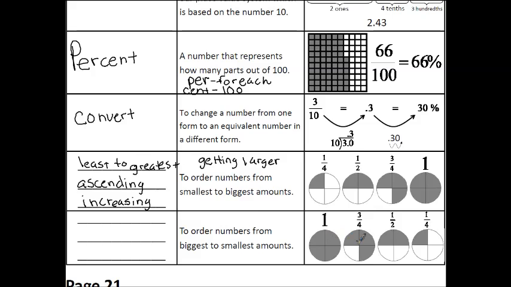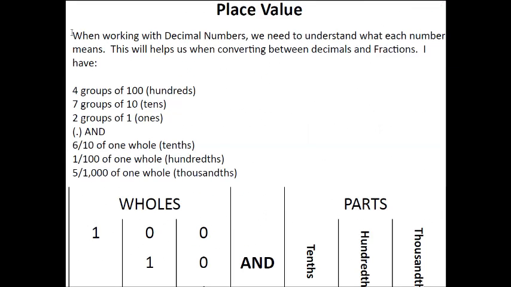Now to order numbers from biggest to smallest, the numbers are getting smaller in size. We could write greatest to least. We could write descending, or we could write decreasing. All 3 of these mean the same thing.